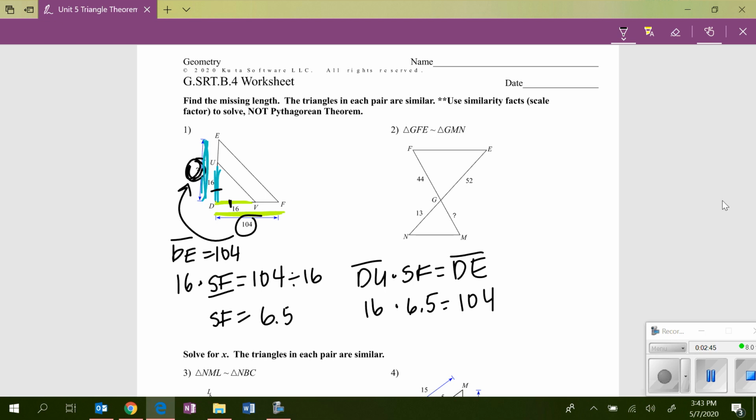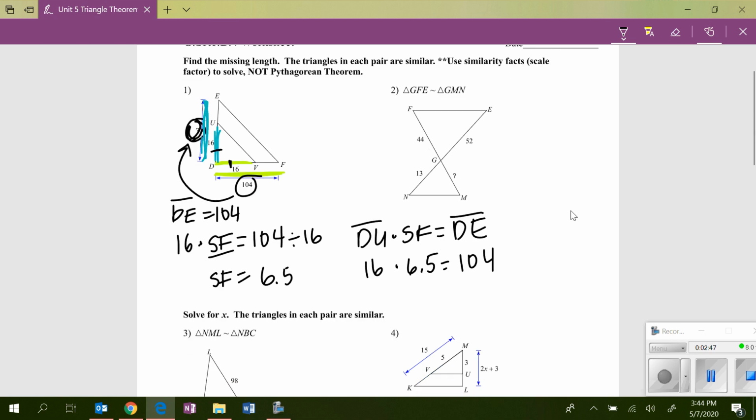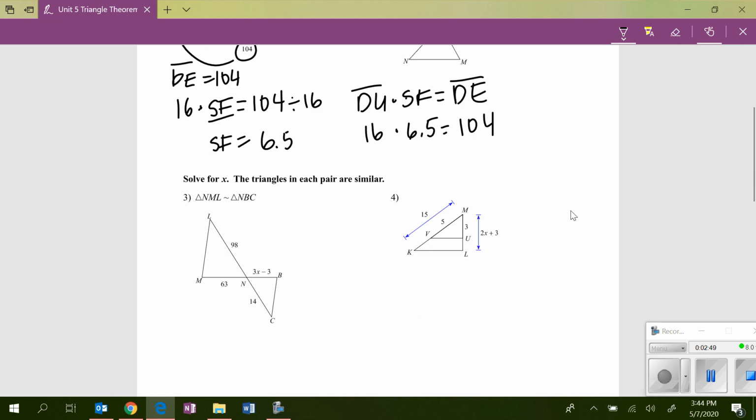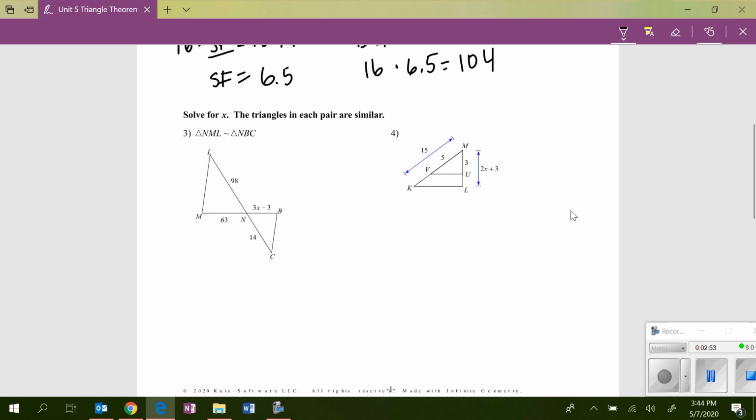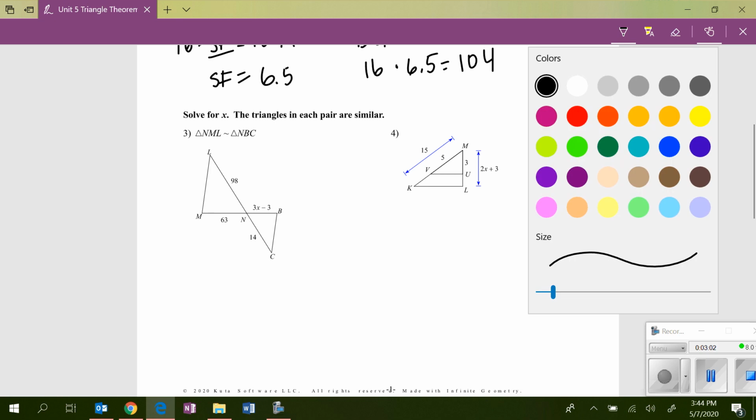Okay, moving on, you should be able to do number 2. Number 4 is sort of similar to that number 1 in the sense that they're embedded triangles, so make sure that you're just matching up the corresponding sides.